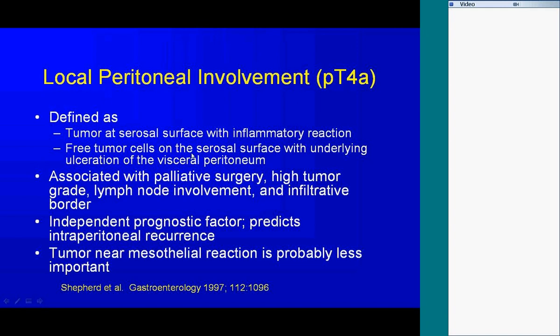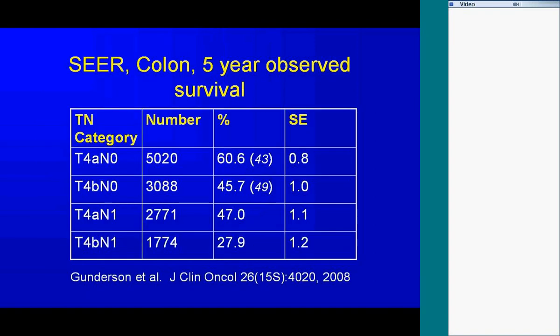So T4A is tumor at the serosal surface or free tumor cells on the serosal surface with underlying ulceration of the visceral peritoneum. This finding is associated with palliative surgery, high tumor grade, and other high-risk features. The data that were used to support flipping the T4A and B categories come from the National Cancer Database and the SEER database. You can see that for node-negative and node-positive tumors, cases with serosal involvement had a higher 5-year survival compared to those with invasion of adjacent organs, hence the decision to reverse T4A and B.